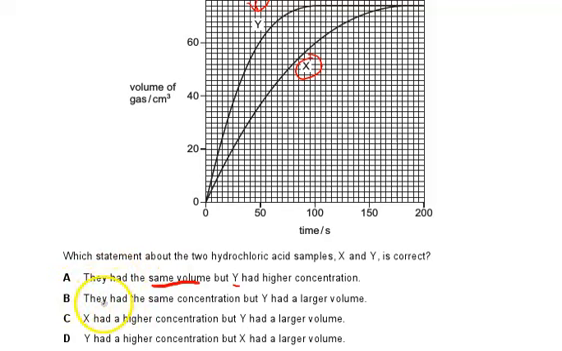Okay, for B, they had the same concentration, but Y had a larger volume. Volume doesn't affect the rate of reaction. So X had a higher concentration, but Y had a larger volume. So as I say, volume doesn't help. Y had a higher concentration. Okay, so this makes sense, because when you have a higher concentration, you'll have a higher rate of reaction. So your answer here will be D.